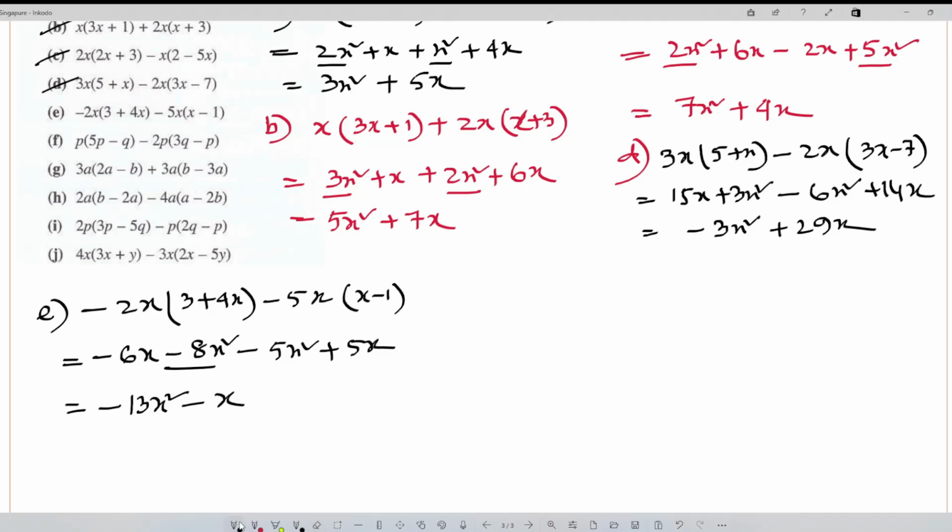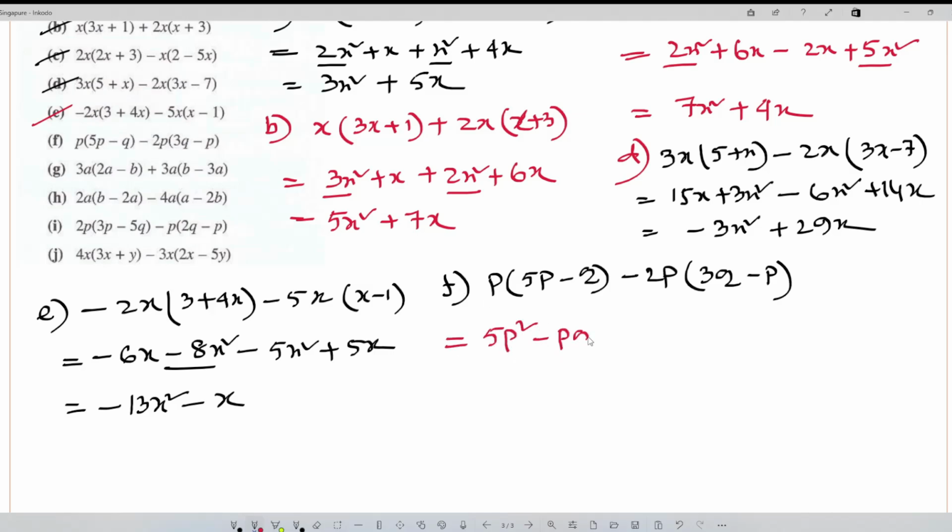We can write here F. So p times (5p - q), then minus 2p times (3q - p), right? So here is 5p² - pq - 6pq + 2p². So 7p² - 7pq, right?